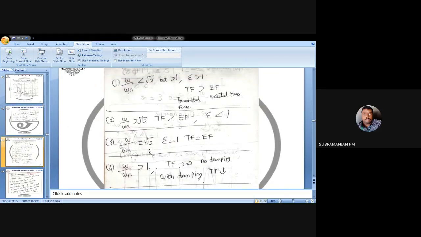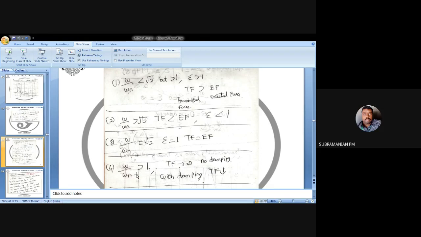When omega by omega n is less than root 2, what happens? My transmissibility factor is greater than 1. So I can conclude my transmitted force is greater than the excited force. When it is greater than root 2, my transmitted force will be less than the excited force, transmissibility less than 1. First case, transmissibility greater than 1. When omega by omega n is equal to root 2, my transmissibility is equal to 1 and my transmitted force will be equal to the excited force. So you have to remember this condition.